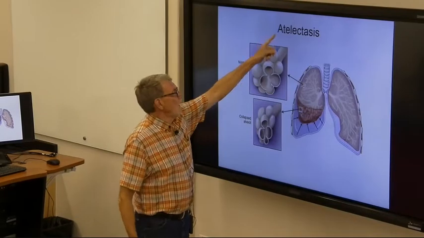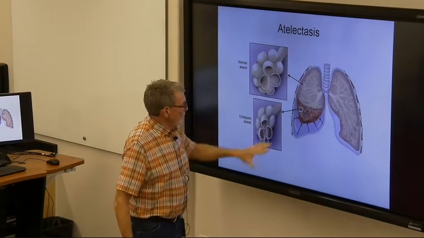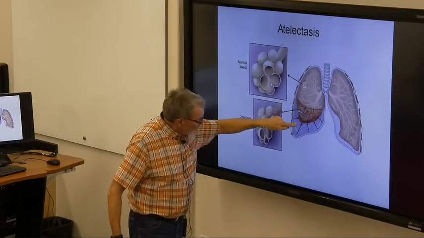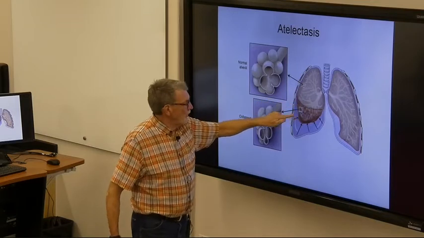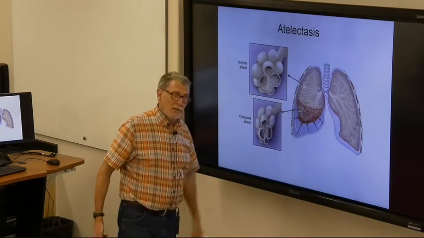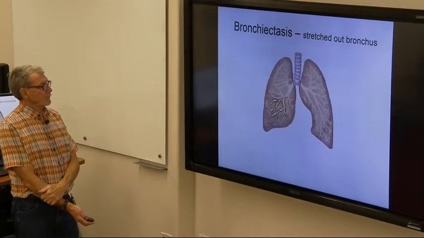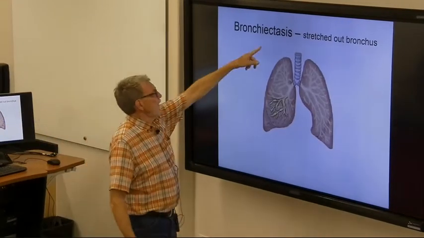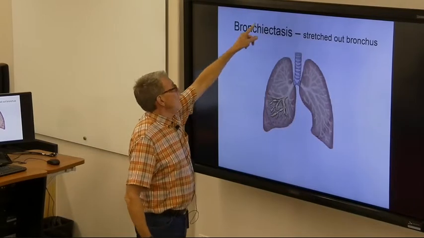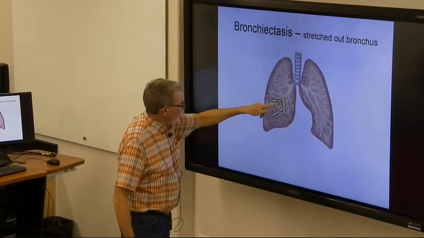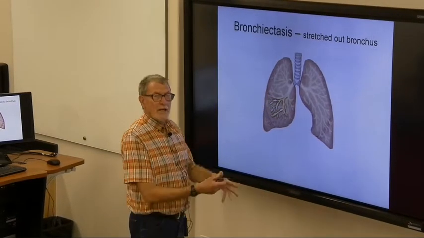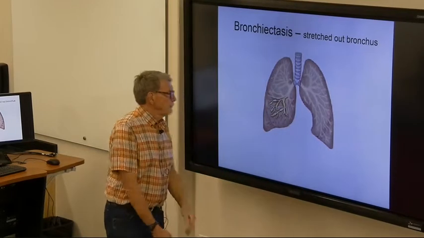Atelectasis, not enough inflation. You have a collapsed lung here. You're unable to inflate this lobe of the lung. Bronchiectasis, on the other hand, is inflation of the bronchi. See, they're kind of herniated and bulged outward.